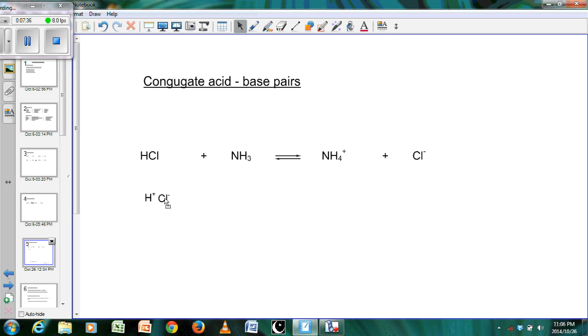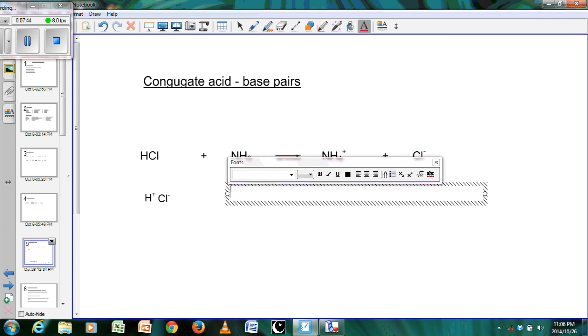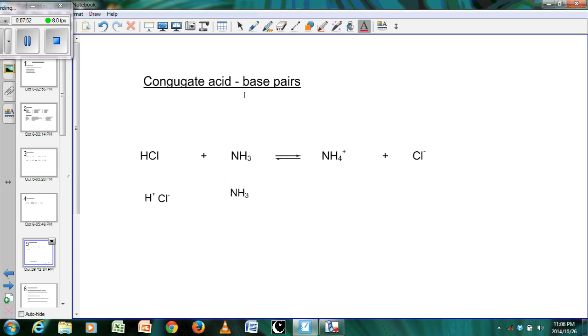When we have the H and the Cl together, and this HCl reacts with NH3, we see that the H plus ion that is here will be transferred to the NH3. Because it is transferred, we don't have NH3 anymore. We have NH3 plus another H. We have NH4 plus. So that is what's happening here.